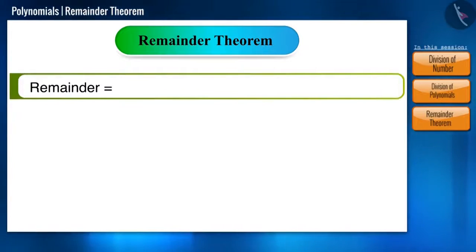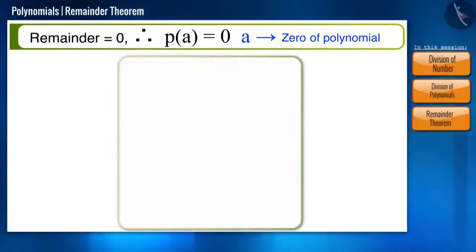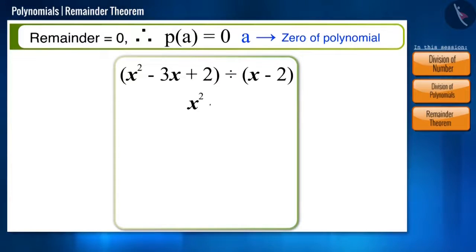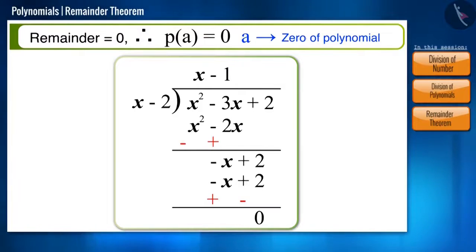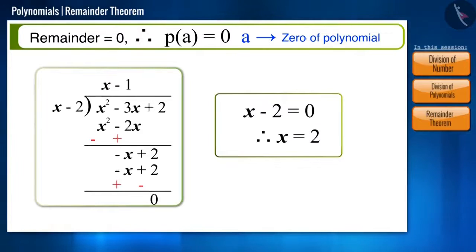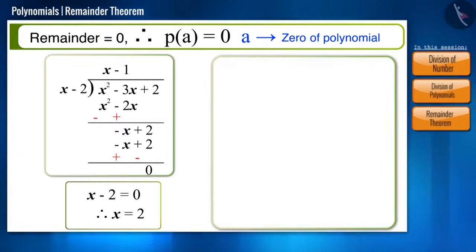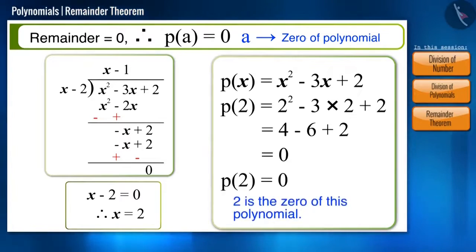And if the remainder is found to be 0, then p of a is equal to 0. And in such situations, a is the 0 of the polynomial. Let's look at an example for this. On dividing the polynomial x squared minus 3x plus 2 by x minus 2, we get the remainder as 0. Now, by equating the divisor x minus 2 to 0, we get x is equal to 2, and p of 2 will be 0. That means 2 is the 0 of this polynomial.